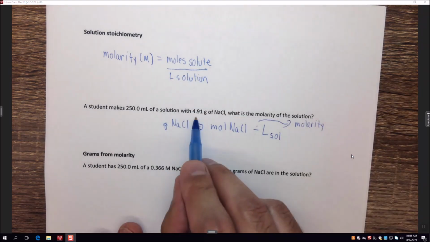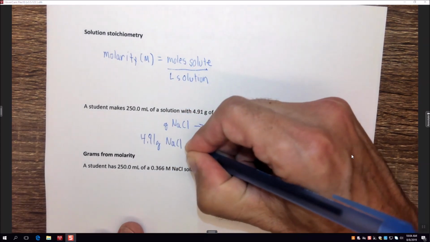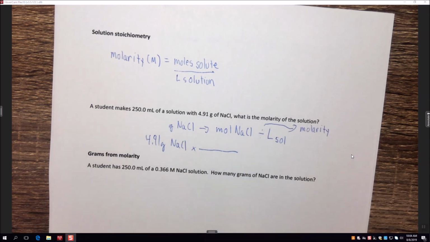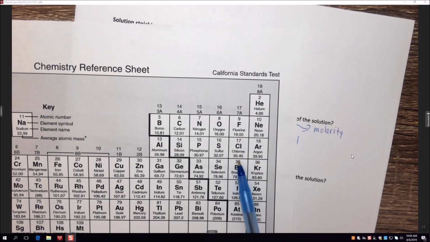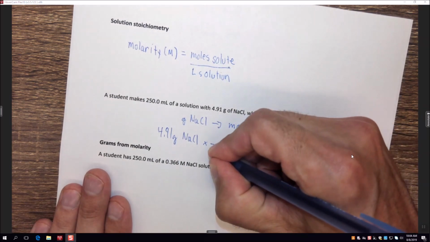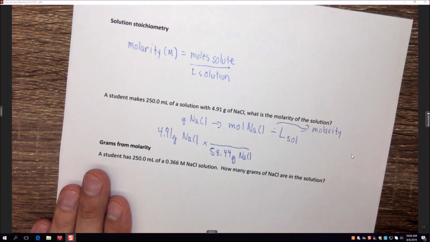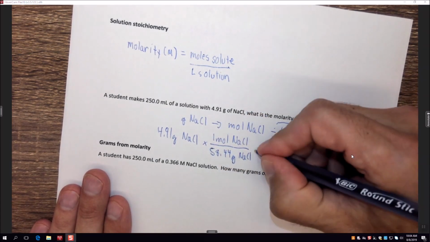So if we start here with 4.91 grams of NaCl times, I want to convert the grams to moles. Well, what do I use to convert grams to moles? I use a molar mass. Na is 22.99 and Cl is 35.45. When I add those together, I get 58.44 grams. I want grams on the bottom, so it'll cancel out. So I put the 58.44 grams of NaCl on the bottom. Well, how much NaCl is this? This is 1 mole of NaCl times.